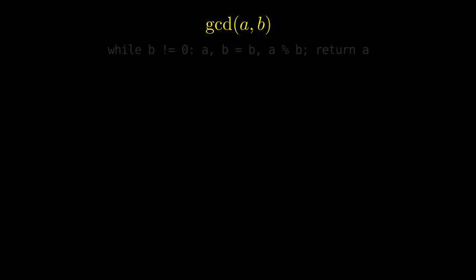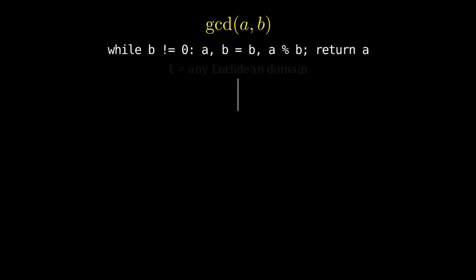Watch, here is the greatest common divisor algorithm, written once, generically. While b is not 0, replace the pair a, b with b and a modulo b. And when b finally reaches 0, return a itself. The type of a and b is left abstract. Any Euclidean domain will do. We are going to run this single piece of code in 2 different worlds at the same time, and never change a line of it.